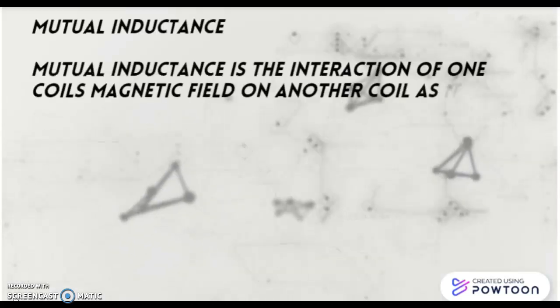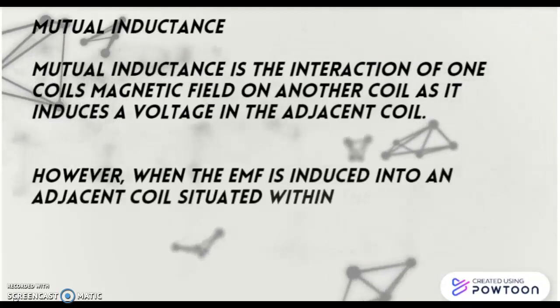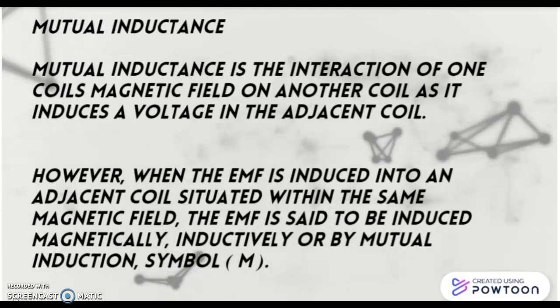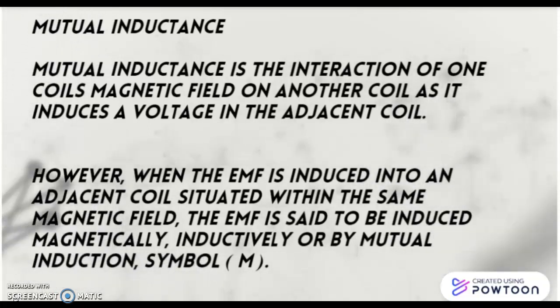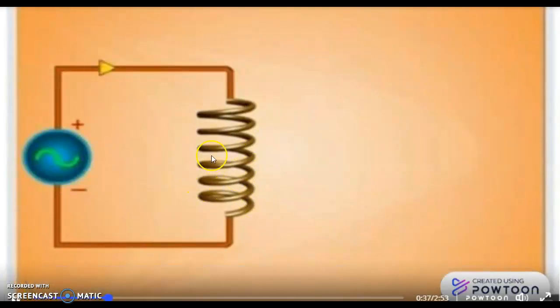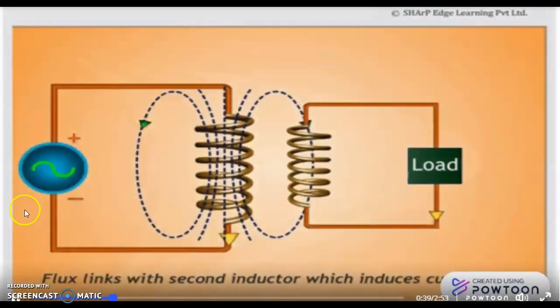First of all, we know that an inductor generates an induced EMF within itself as a result of a changing magnetic field around its own turns. But here, mutual inductance is the interaction of one coil's magnetic field and another coil, as it induces a voltage in the adjacent coil.